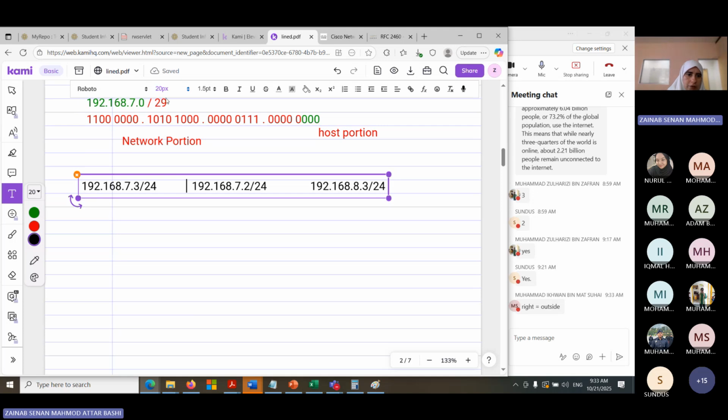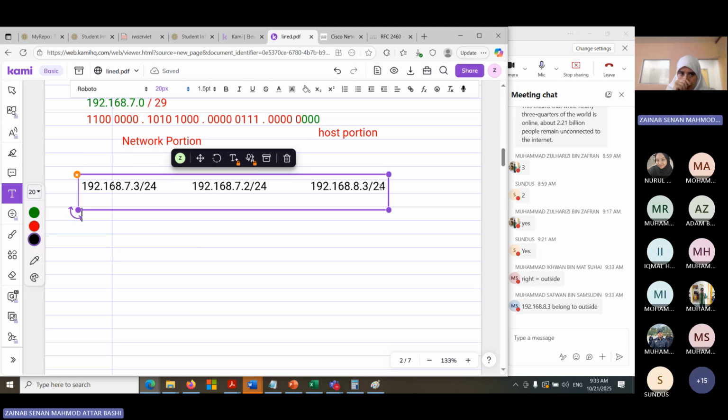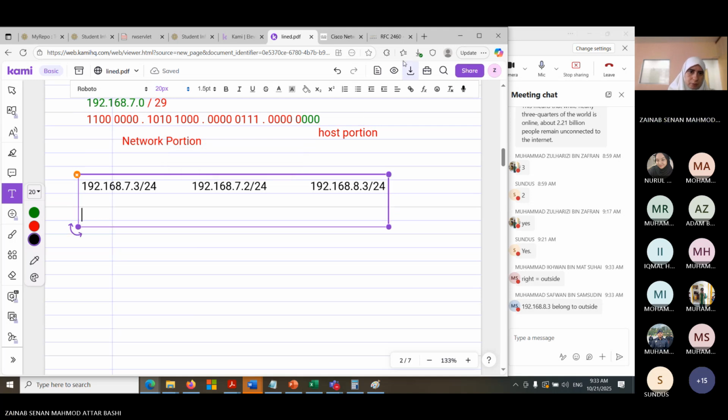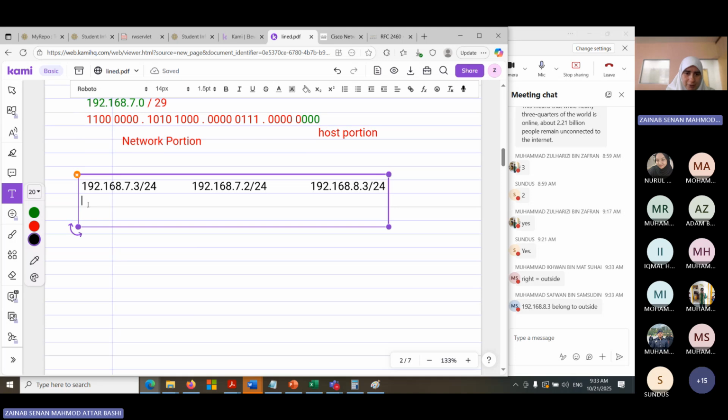Remember, we said the first 24 bits. The right one is an outsider. Yes, that's correct. Why? Because if I change all of them to their binary, okay, let's do it. I don't want to type it again, that's why I will just copy paste.